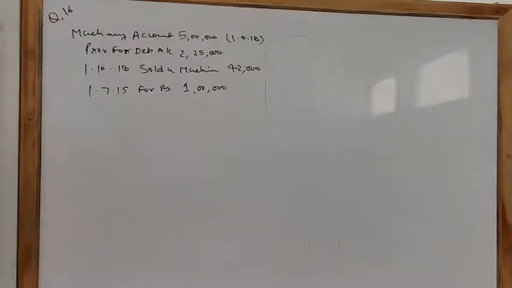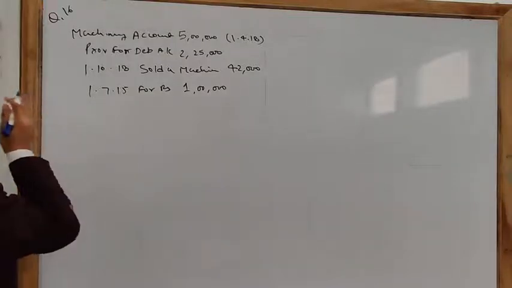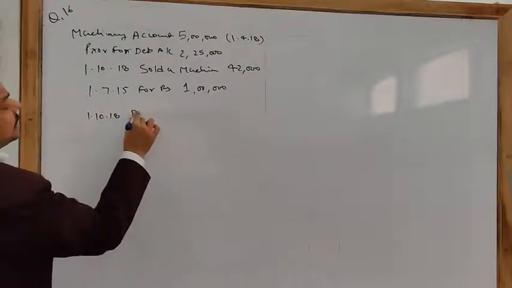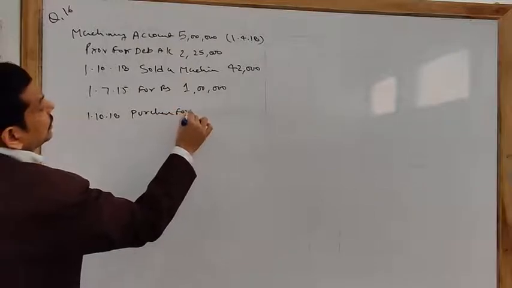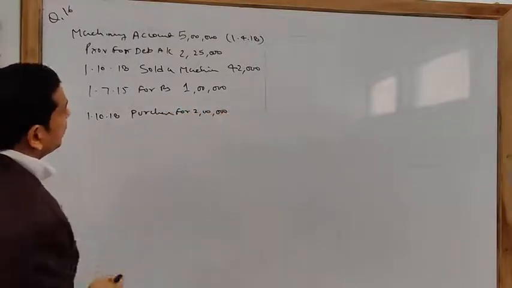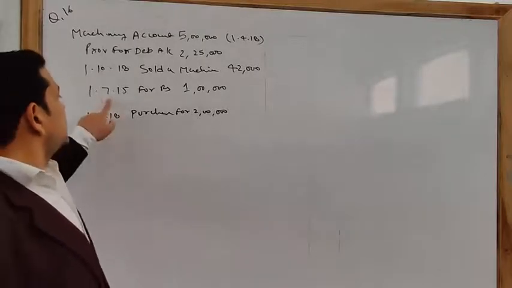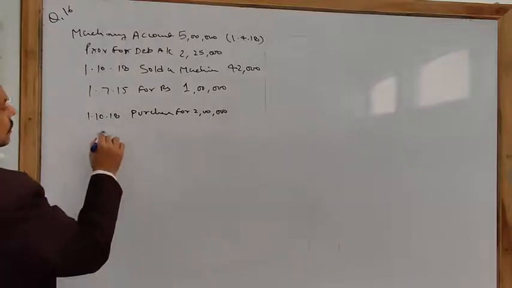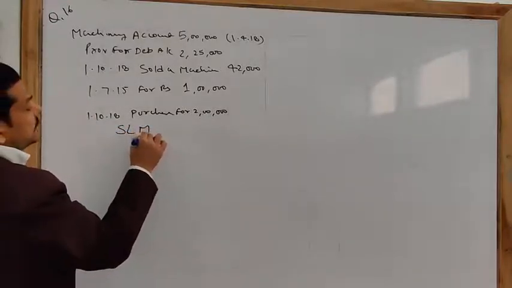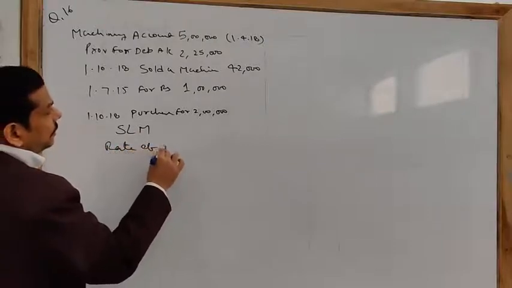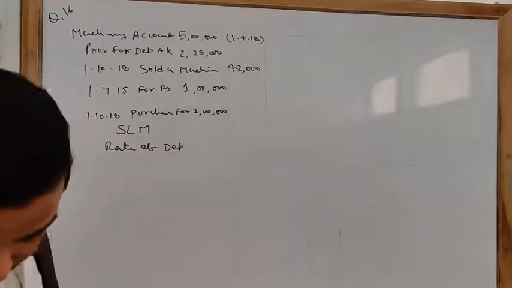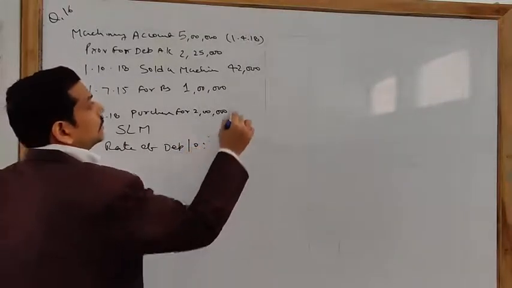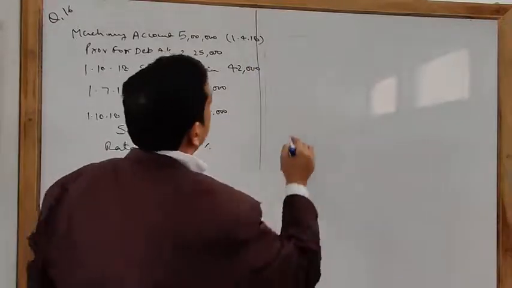And on the same date new machinery was purchased for 2 lakh. Okay. And on 1/10/18 another machine purchased for 2 lakh. No problem. Now as this machine was purchased on 1st July 15, we have to make calculation from back date as usual. So method of charging depreciation is SLM, and rate of depreciation is 10%. Okay, no problem.